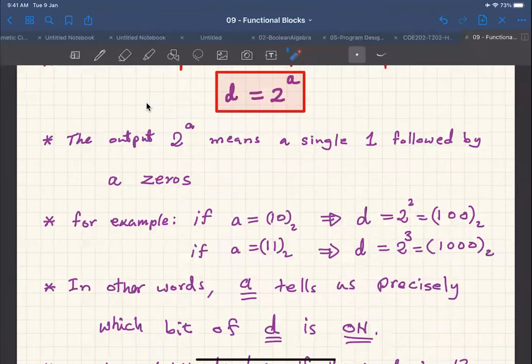A is n bit, right? And D is 2 to the n bit. You do have the formula that relates the two, and then you can derive the truth table, and then for each output derive a K-map, and then minimize for each output, and then derive a formula for each output. That's it.